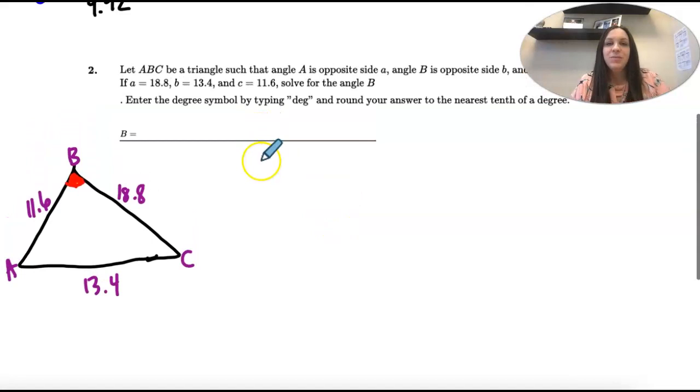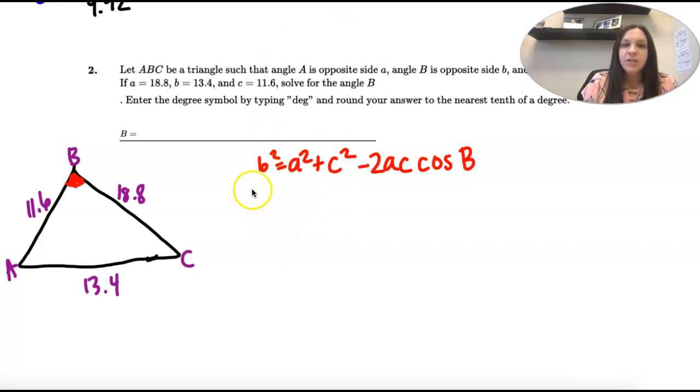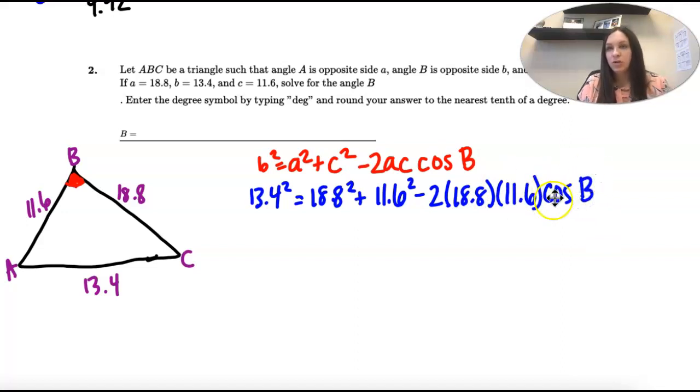So we're going to use B squared equals A squared plus C squared minus 2AC times the cosine of angle B. Okay, so let's plug in all of our sides. B squared is 13.4 squared. A is 18.8 squared, C is 11.6 squared, minus 2 times those 2 sides times cosine of B. And B is what we're trying to find. So we need to solve for B. So we're going to do some calculating here.